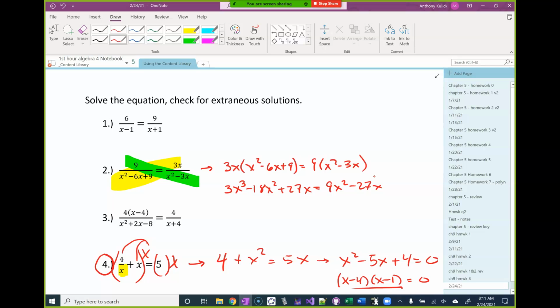So I went ahead and cross-multiplied and then distributed everything through. Now, what I'm left with is a polynomial, so I'm going to get everything onto one side. So I'm going to subtract 9x squared from both sides. And then add 27 to both sides. And now to factor this, I'm going to notice, oops, I wrote a squared, that was a cubed. I'm going to take out a greatest common factor of 3x.